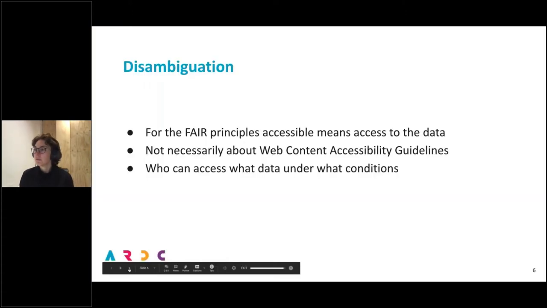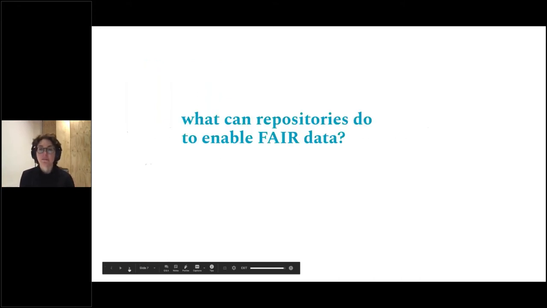I would like to put a little disambiguation here: for the FAIR principles, accessible means access to the data. It's not necessarily about the Web Content Accessibility Guidelines, although that is certainly part of best practice in facilitating access to anything on the internet. It's really more about who can access what data under what conditions. And as every repository and their use cases can be quite different from each other, there is no one standard to manage all of this.